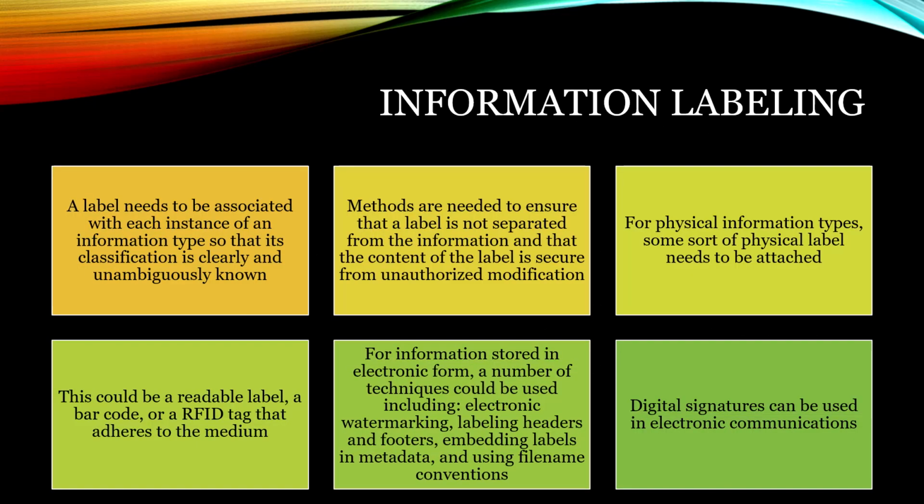a certain area. Labeling needs to be associated with each instance of an information type so that its classification is clearly and unambiguously known. For certain types of tagging, this is crucial. Methods are also needed to ensure that the labeling is not separated from the information, and that the content of the label is secured from unauthorized modification.